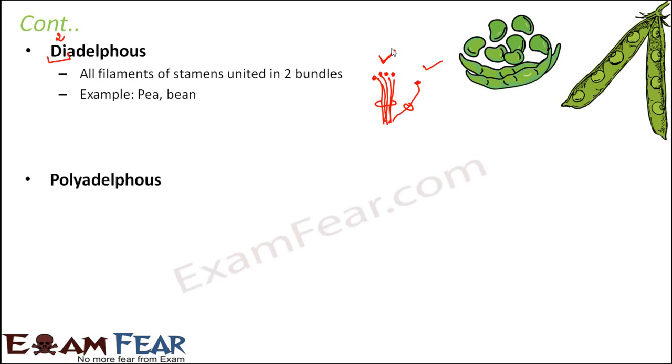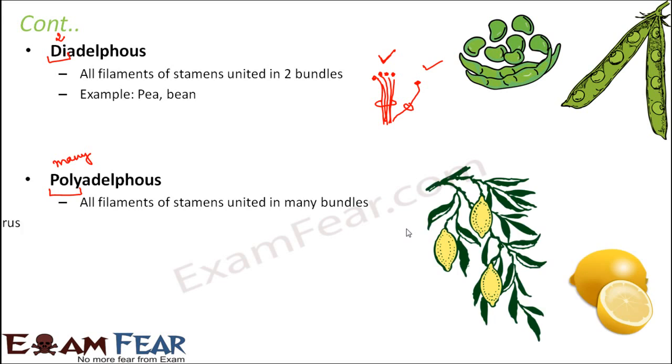The next type is polyadelphous. Poly means many. So here again, there will be many filaments. Now the filaments will be united in many bundles. So all filaments of stamens are united in many bundles. In this case, the example would be citrus. In citrus plants, if you look at the flower, you can actually observe this polyadelphous arrangement of the stamens.